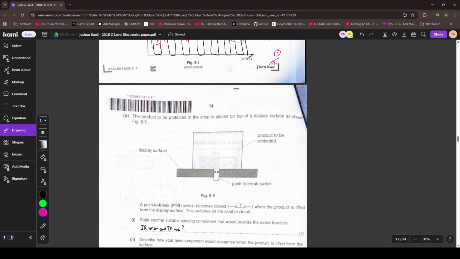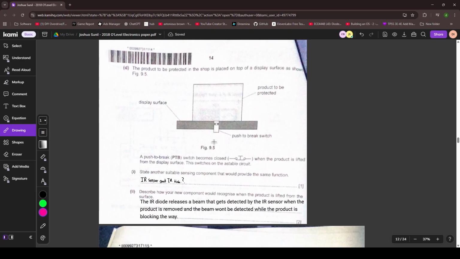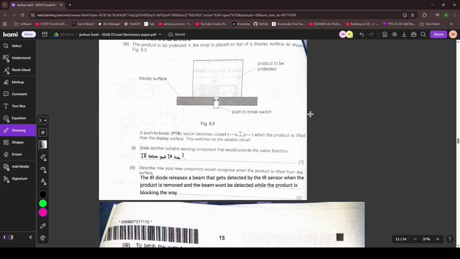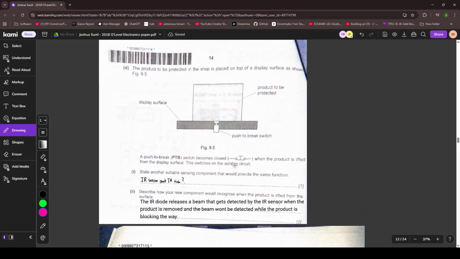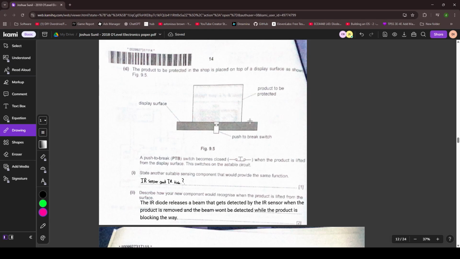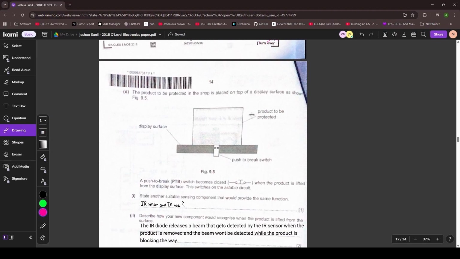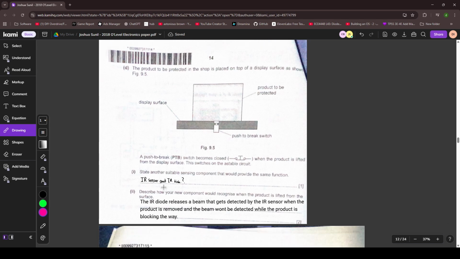The product to be protected in the shop is placed on top of a display surface as shown. Bro, what's up with this PDF? A push to break switch becomes closed when the product is lifted. The switch is on the table, this switches on the astable circuit. State another suitable sensing component that will provide the same function. I guess this works, but it looks like they're looking for something else. But I'm not sure. Anyway.